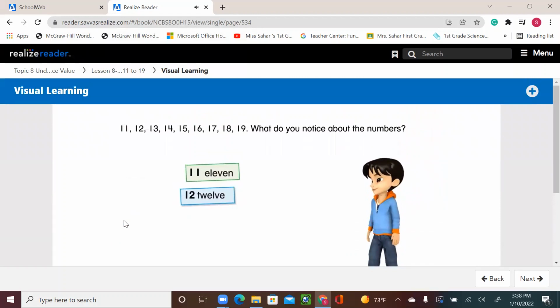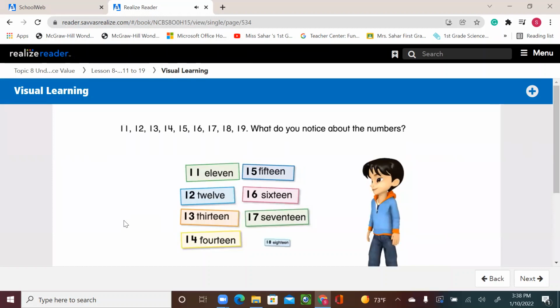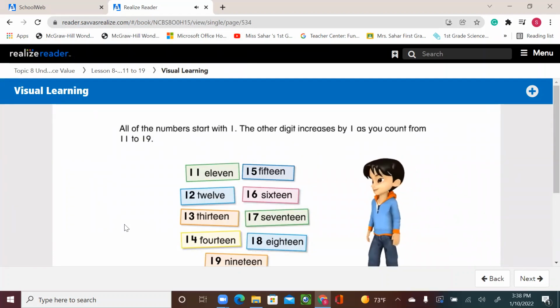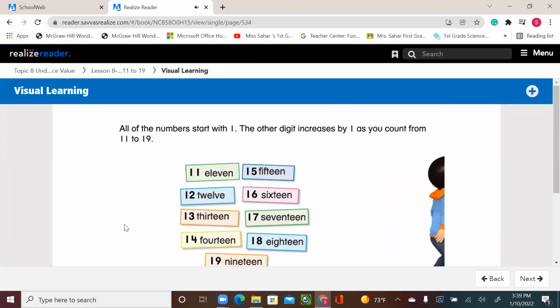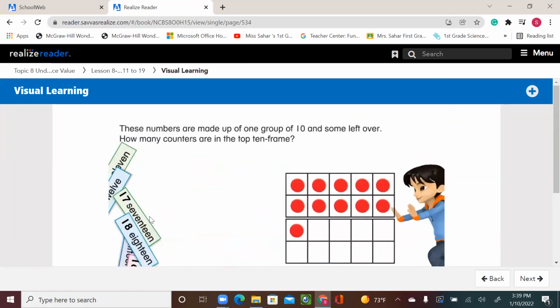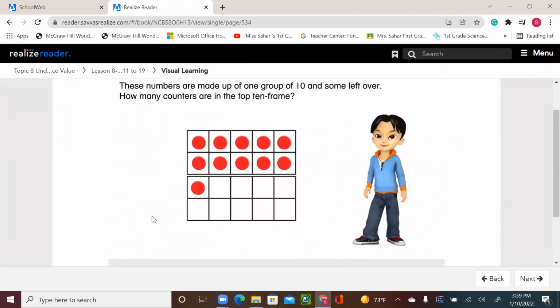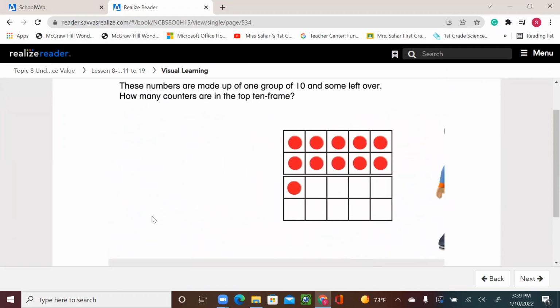11, 12, 13, 14, 15, 16, 17, 18, 19. What do you notice about the numbers? All of the numbers start with 1. The other digit increases by 1 as you count from 11 to 19. These numbers are made up of one group of 10 and some left over. How many counters are in the top 10 frame?